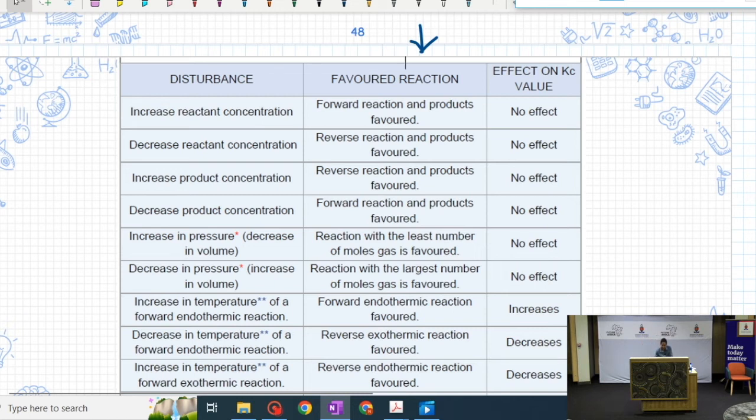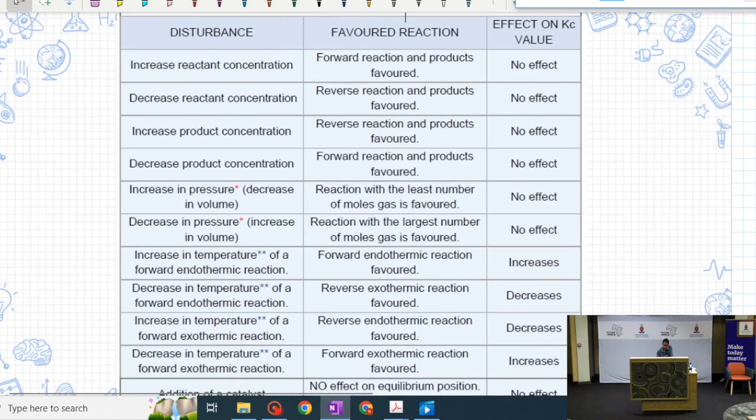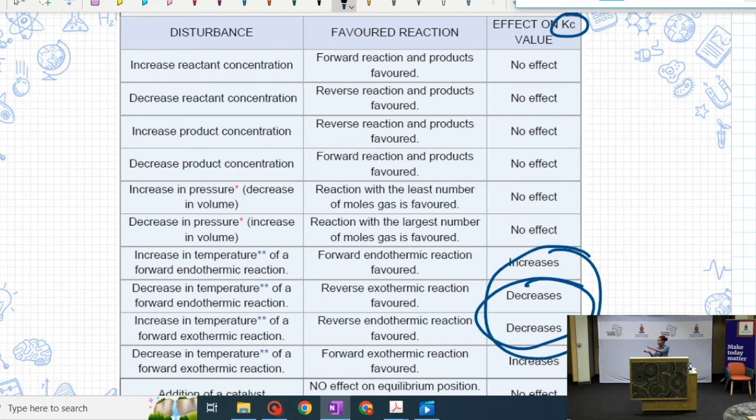Now Kc, in very simple terms, your equilibrium constant, actually just tells you, are we going to produce a whole lot of reactant, or are we going to produce a whole lot of product? That is what it actually tells you, and most of you miss that. The only thing that affects Kc is temperature. Okay, only the temperature.